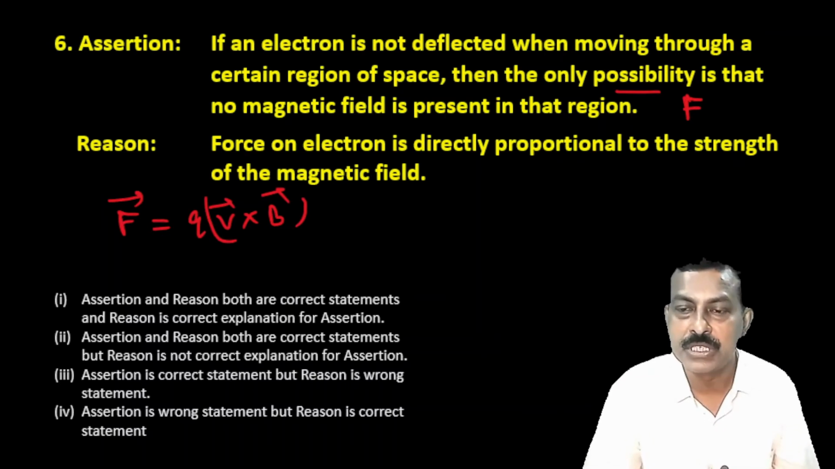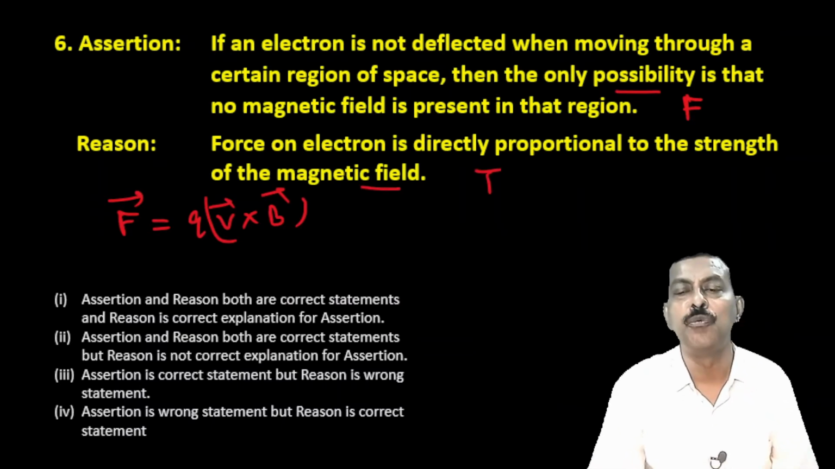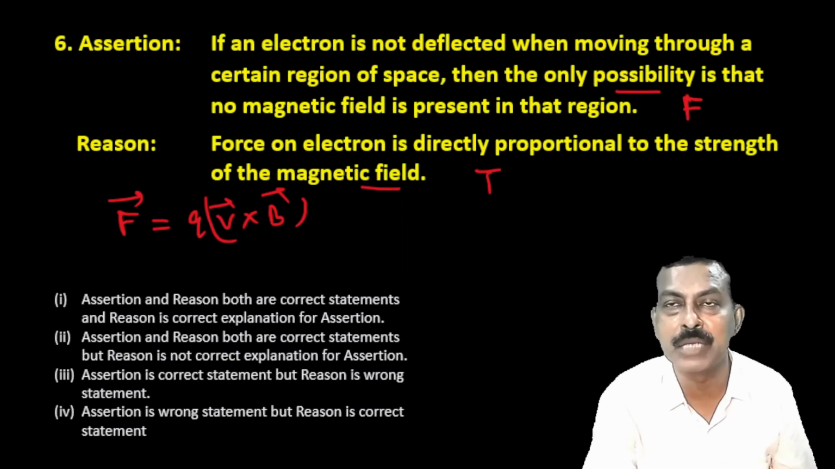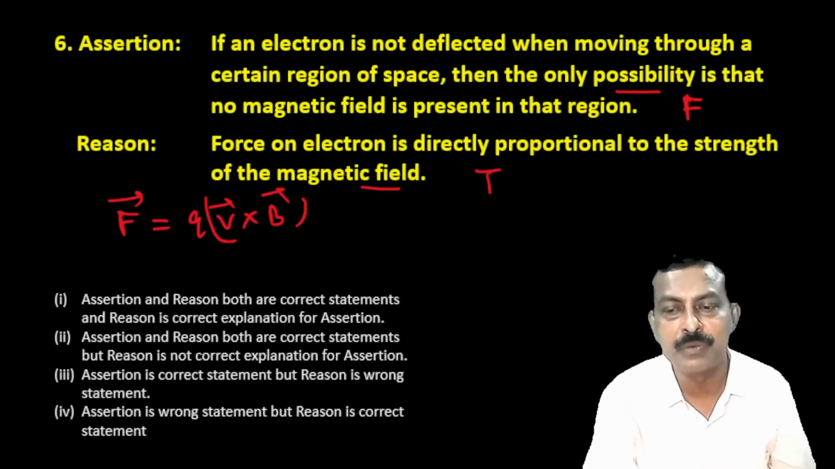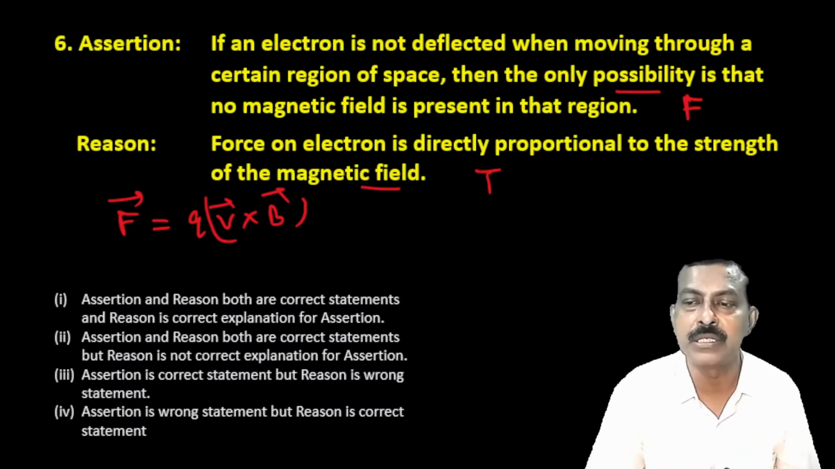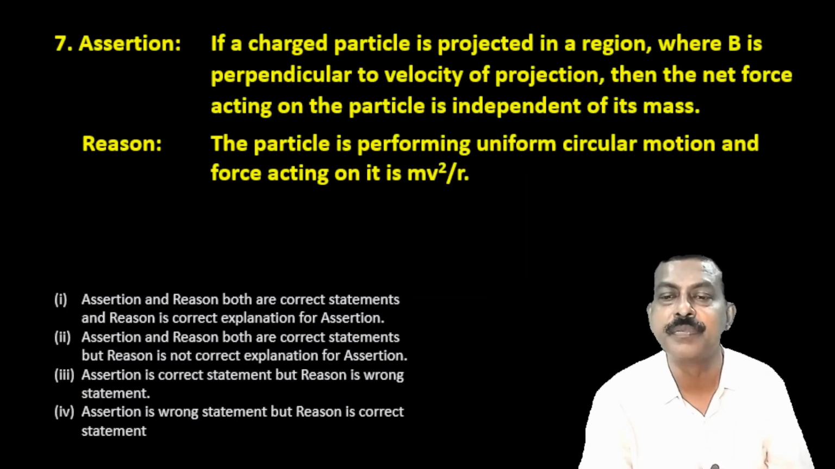Next, the reason is force on an electron is directly proportional to the strength of the magnetic field. This is true because we have seen the force will be QV cross B. So if the force is QV cross B, it depends upon the magnitude of the magnetic field, apart from the magnitude of the charge as well as its velocity. So this is also true. So now the assertion is false, the reason is true. That means the fourth one is the correct option. Let's take the next one.